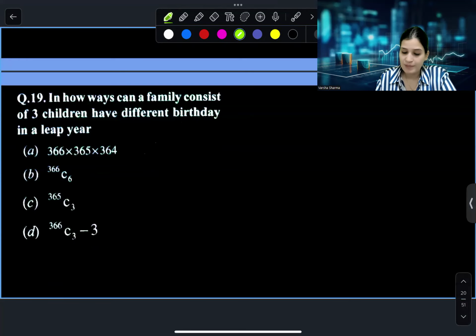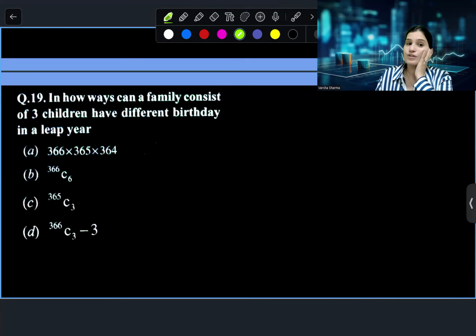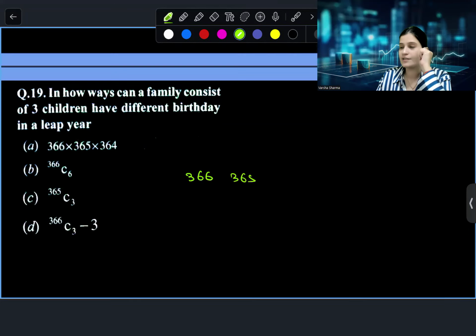In how many ways a family consists of 3 children have different birthdays in a leap year? So the first child can have 366 options to choose his birthday. Whichever date this first child has chosen, the second child cannot choose the same birthday. So the second child will have 365 options. Whichever date these two have chosen, the third child cannot have the same day. So the third one will have 364 options. So option A is the correct one.